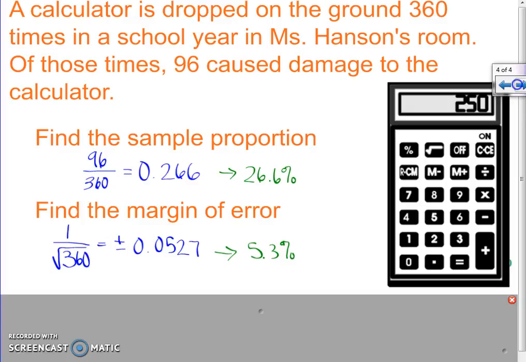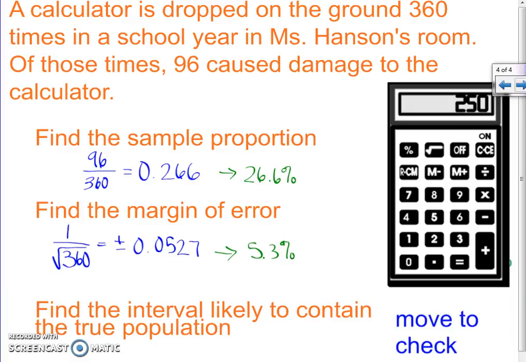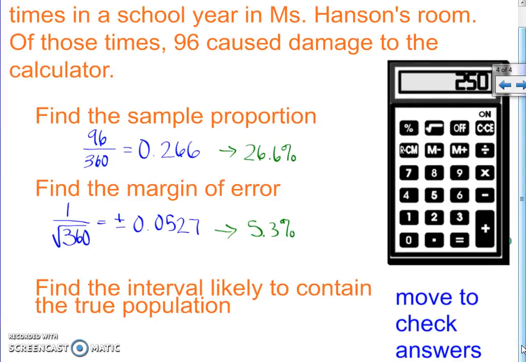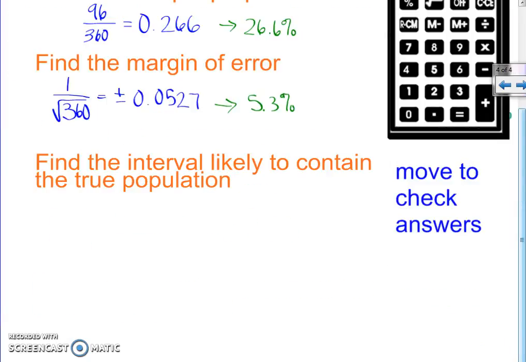So then the question that they're going to ask you on the homework and also on the test is to find the interval likely to contain the true population proportion of broken calculators. Okay, so our sample just from this year was 26%, but what is the range going to be? What would we do? Similar to that candidate example we talked about a few slides ago.